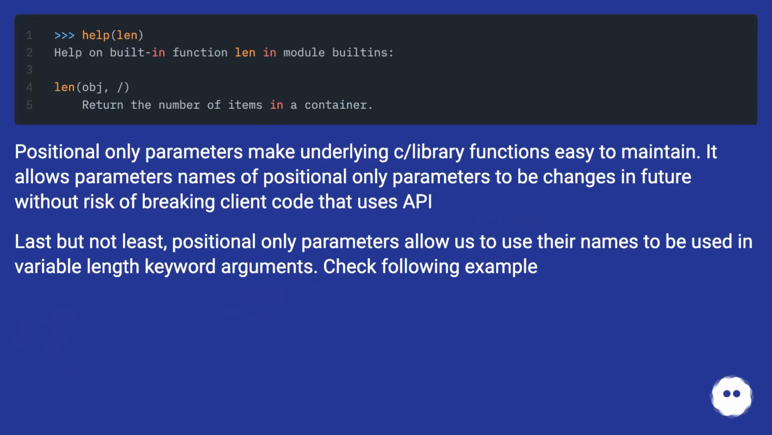Positional only parameters make underlying C/library functions easy to maintain. It allows the parameter names of positional only parameters to be changed in future without risk of breaking client code that uses the API. Last but not least, positional-only parameters allow their names to be used in variable-length keyword arguments. Check the following example.